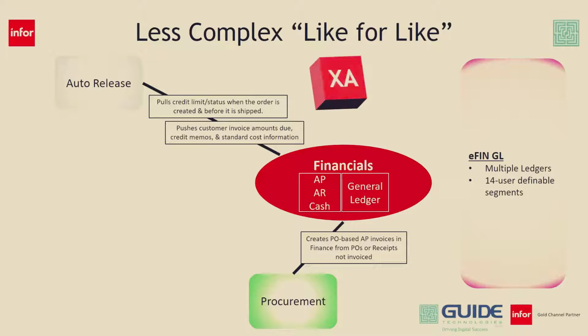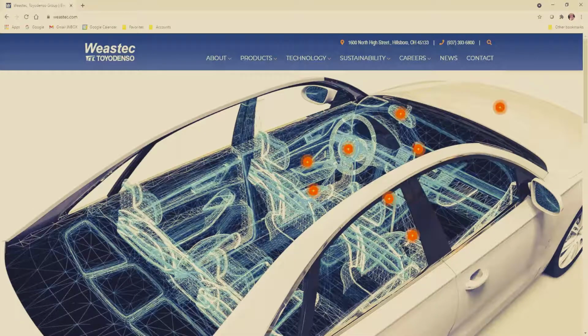So when we did this implementation, we did what's called a like for like. It's a pretty quick implementation where we take the setup they have today, and in essence, we're just upgrading them to the Enterprise Financials engine and GL. With that, let me introduce WHIS Tech. That's the client. They make components that go into automobiles, and they're primary supplier for one of the top 3 automakers globally.